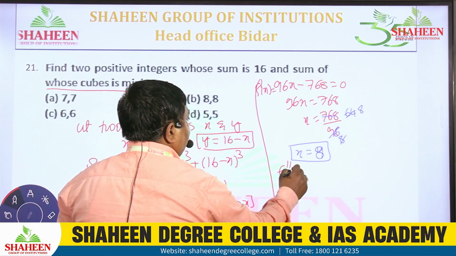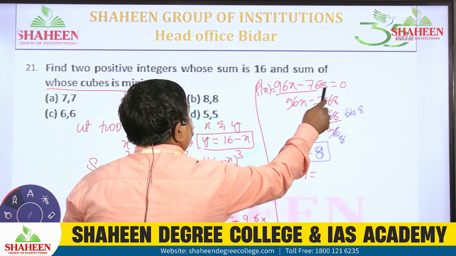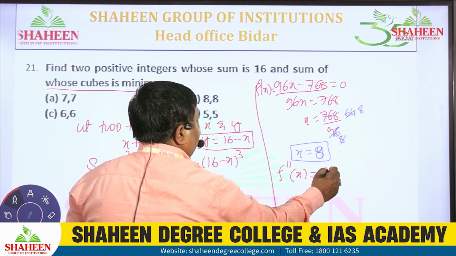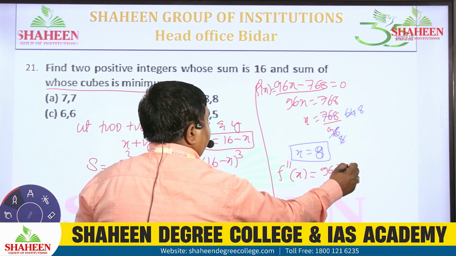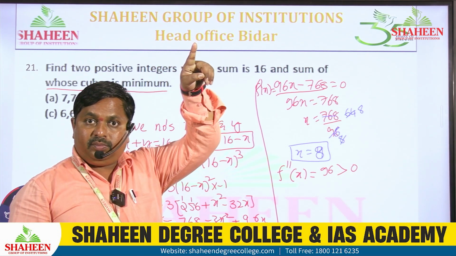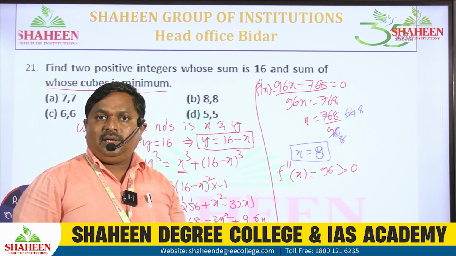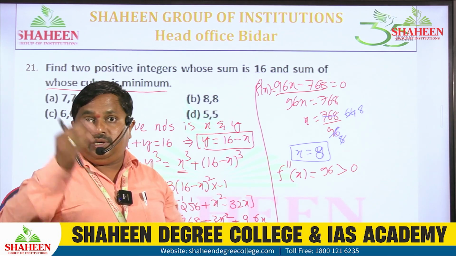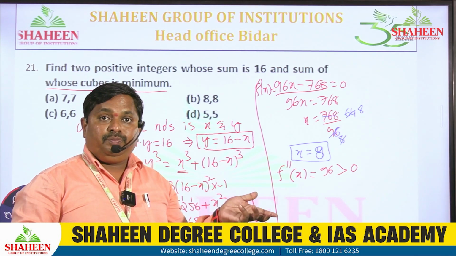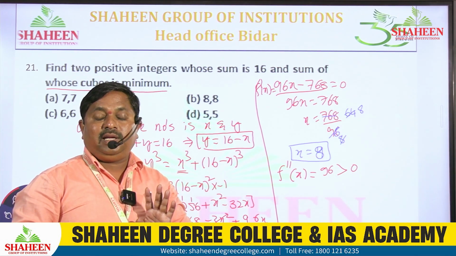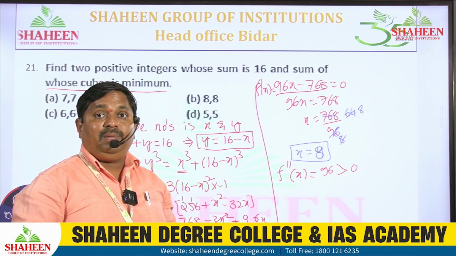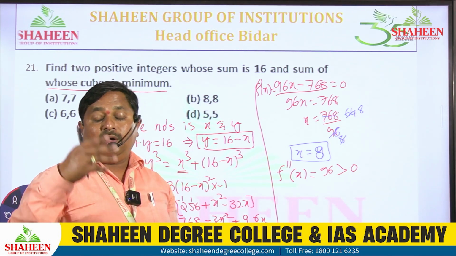Means the given function we are differentiating once again. This is the first derivative, 96x minus 768. The derivative is 96 and this is positive. If the first derivative is positive, then it is an increasing function. If the first derivative is negative, then it is a decreasing function. But if the second derivative is positive, then there exists a minimum value. Then there exists a minimum value when the second derivative is positive. It will be the reverse otherwise. Positive, minimum value; negative, maximum value.